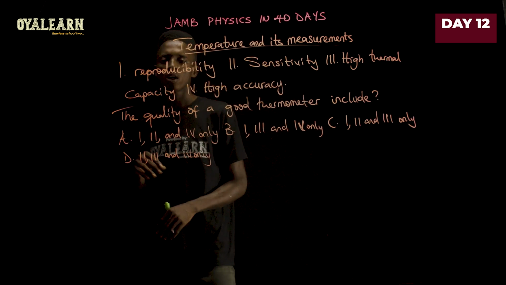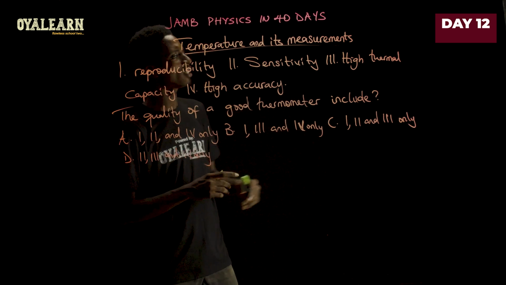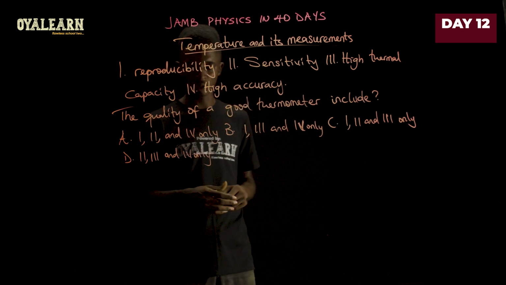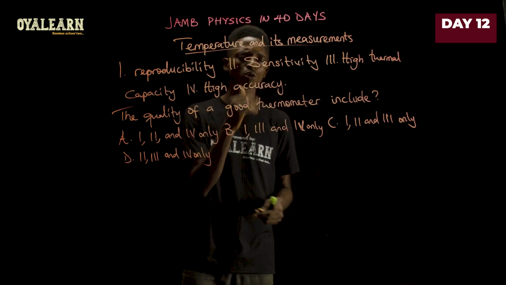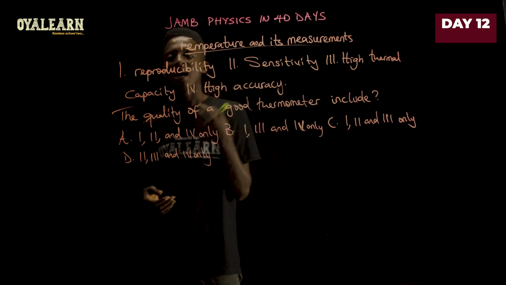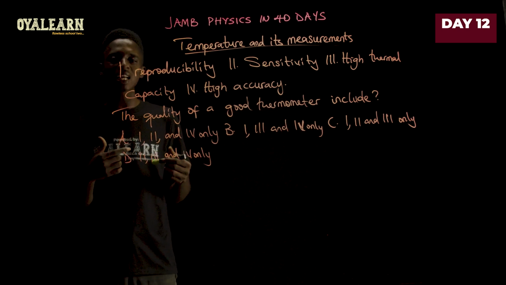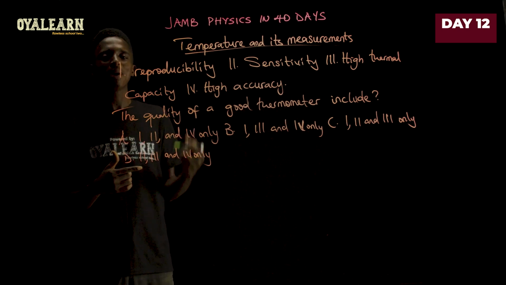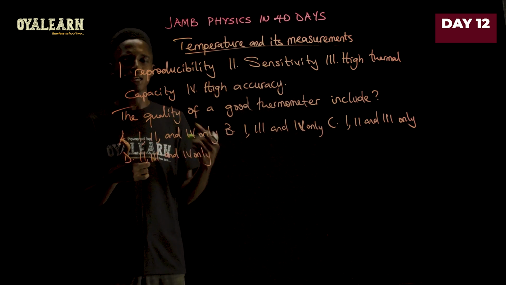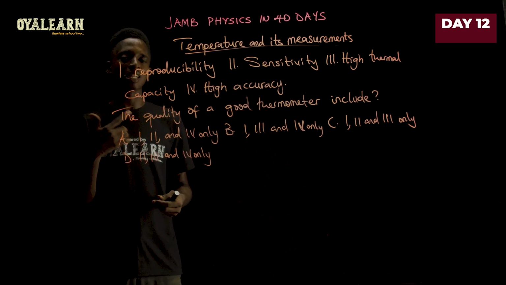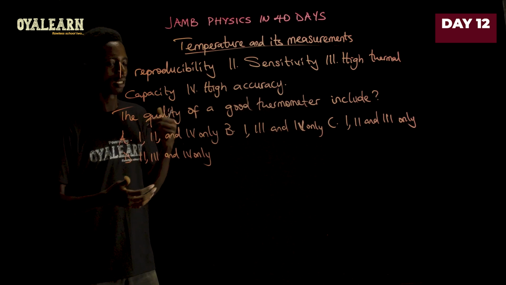In this question, we have four characteristics to consider. We have reproducibility, sensitivity, high thermal capacity, and high accuracy. And the question says the qualities of a good thermometer include, so let's look at these different qualities and see which ones actually work for a good thermometer. Now, reproducibility refers to when a thermometer is able to give you the same measurement for the same condition. That is, if you use it multiple times for the same condition and it is always giving you the same measurement, that tells you you can trust whatever reading the thermometer is giving you. So yes, reproducibility is a good quality for a good thermometer.